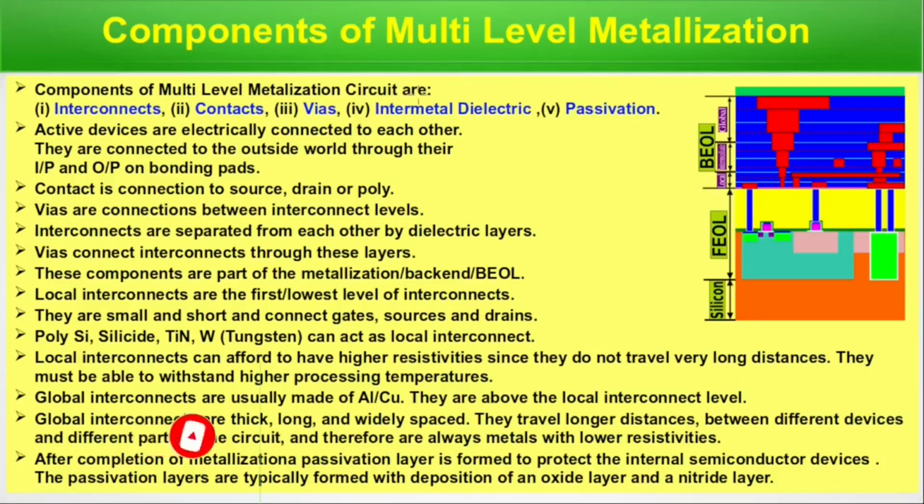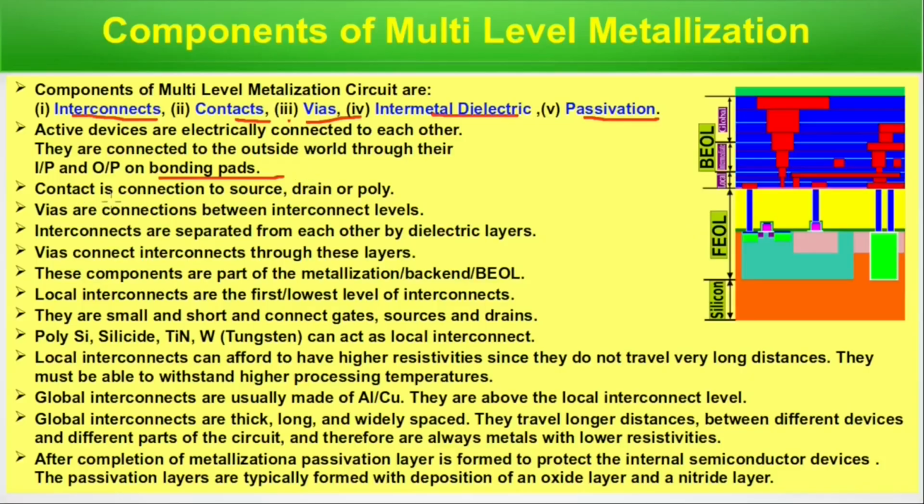Now, components of multi-level metallization. The components of a multi-level metallization circuit are interconnects, contacts, vias, intermetal dielectric and passivation. Now let's see what these things are. Active devices are electrically connected to each other, obviously. Active devices means MOSFETs or transistors. They are connected to the outside world through their input and output bonding pads. They will get stimuli from outside and results are also measured outside, so there should be contact with the outside world. That is done through bonding pads.